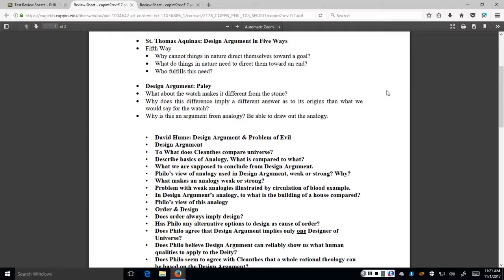Now, I know I say David Hume, design argument, and the problem of evil. We didn't cover the problem of evil. I'm not going to ask you questions on that. So you just strike that out in your mind.